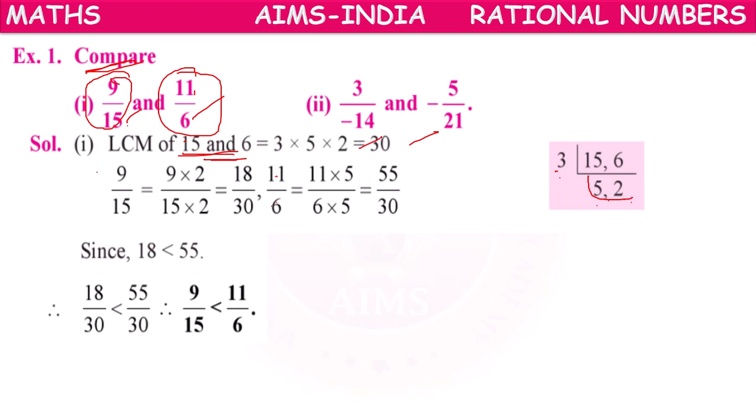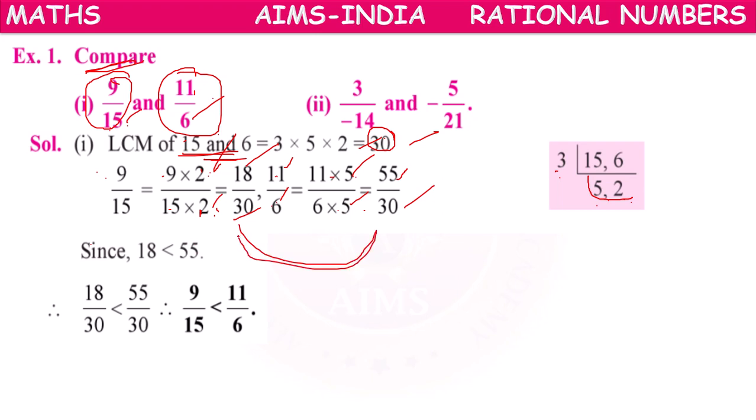Sorry, LCM is 30. So 9 by 15. We have to write the denominator as 30. How can we write 30? By multiplying numerator and denominator with 2. 9 2 times 18, 15 2 times 30. Next, 11 by 6, by multiplying with 5. 11 5 times 55, 6 5 times 30.